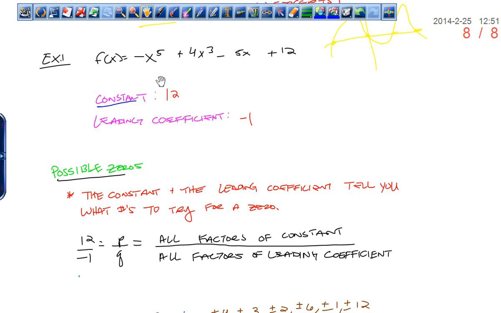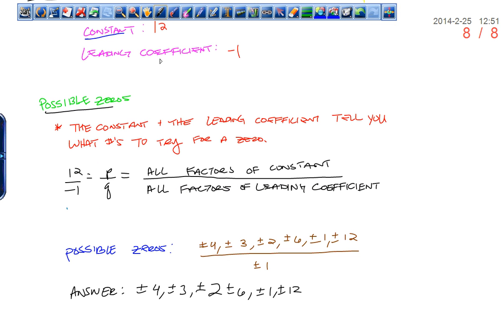The next part, we're going to take all the different possibilities. So we're going to take 12 over -1. That's what all this says. We put our factors of our constant over factors of the leading coefficient. Factors of our constant, 12, are 4, 3, 2, 6, 1, and 12. Factors of -1 are just 1 and -1. The reason it's plus or minus is because it could be +4 and +3, or -4 and -3. So that's why we have all those.